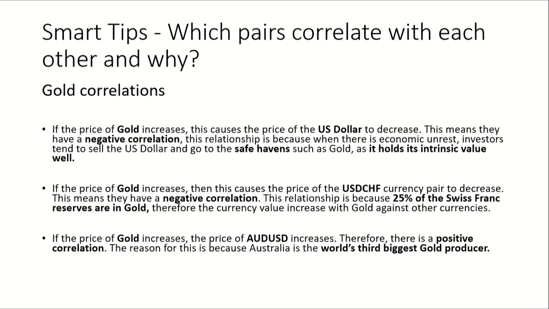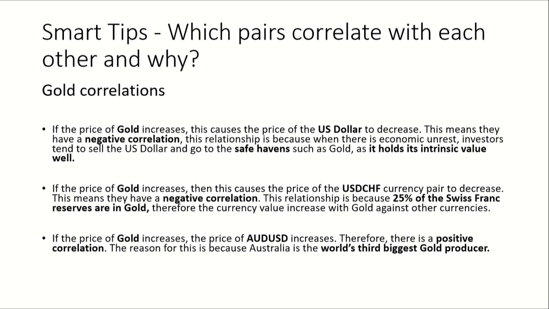If the price of gold increases, then this causes the price of the USD CHF, or US Swiss currency pair, to decrease. This means they have a negative correlation. This relationship is because 25% of the Swiss franc reserves are within gold. Therefore, the currency's value increases with gold against other currencies.